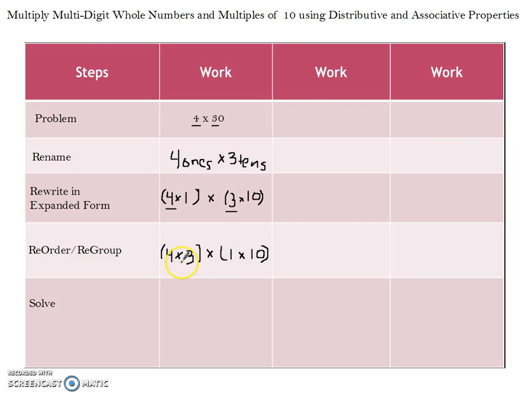Finally, you want to solve your problem. 4 times 3 is 12, and you're multiplying that 12 by the other parentheses, 1 times 10, which is 10. Then you are multiplying 12 times 10, which, when you're multiplying by multiples of 10, what you're doing is moving the decimal over, and you can think of it as just adding that 0 from the 10. Since there's 1 zero here, you just bring that 0 down and add it to the 12.